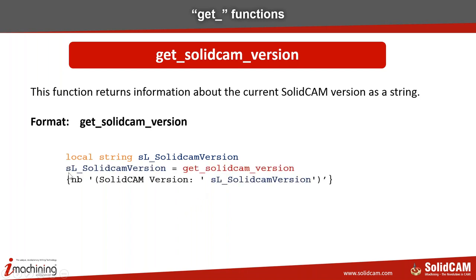And then basically just put the value of that defined variable, and you just write get SolidCAM version. Later on, I just print it here, you know, that I want to print it out, okay? And the output, basically, will be the version that you're currently using. So let's see in SolidCAM how that actually looks like.